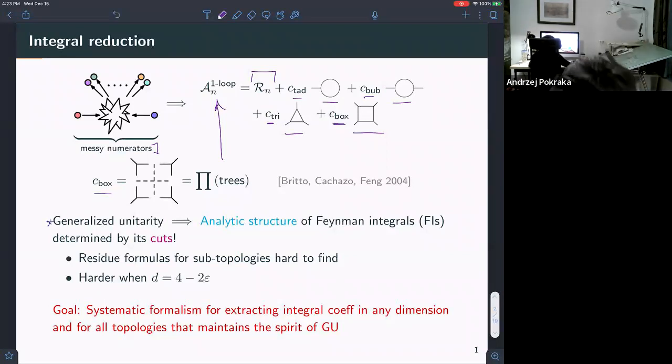Generalized unitarity also highlights an important property of Feynman integrals in which the analytic structure is really determined by their cuts. However, residue formulas for these subtopologies can be quite difficult to find, and it gets even harder when we start working in generic dimension. So our goal is to really find a systematic formalism for extracting these integral coefficients in any dimension and for all topologies in a way that maintains the spirit of generalized unitarity.